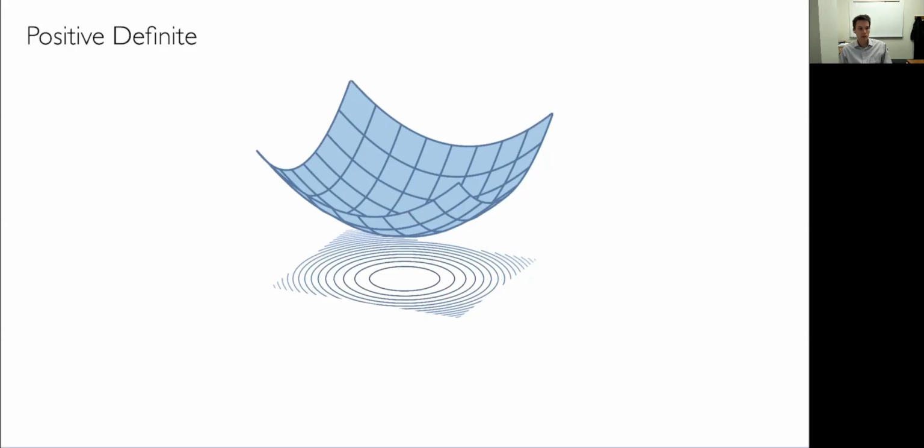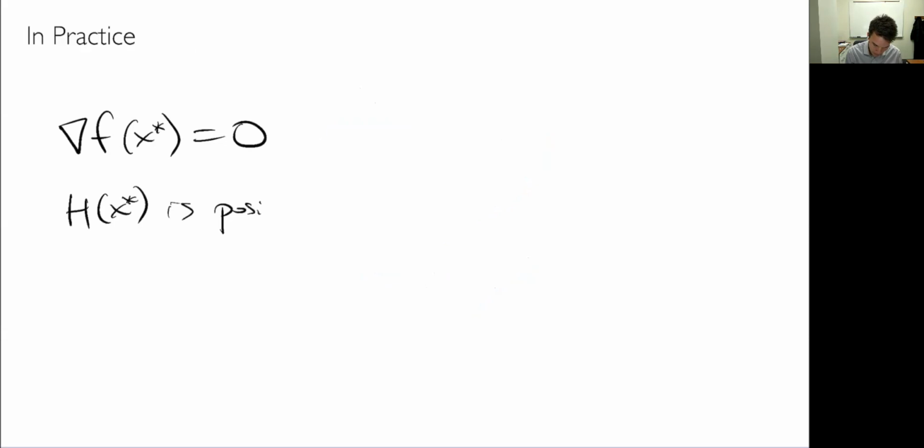So just to recap here, what we've derived is the criteria to define a minimum. This is how we know our algorithm is done. We haven't talked about how this algorithm works, but we at least know when to stop. And when do we stop? We stop when the gradient is 0 and the Hessian is positive definite.